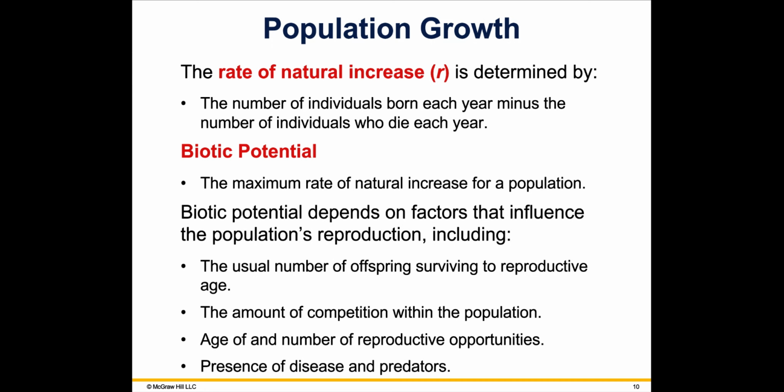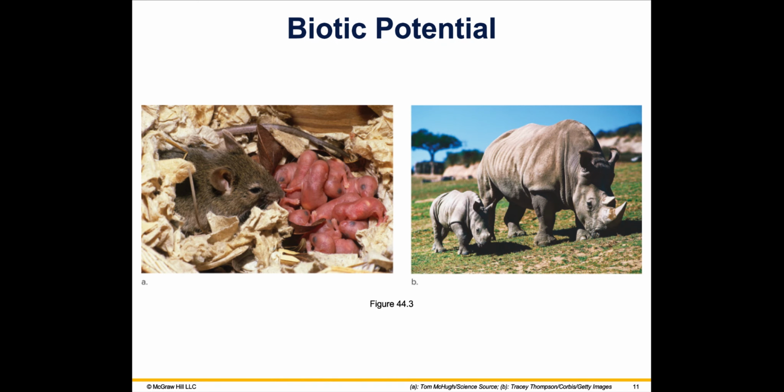And then, of course, we have disease and predators, which will influence the number of individuals that would die each year. Disease and predation would then impact rate of increase because I'd be subtracting more from the individuals that are born each year. So then we can start to categorize our living things, plants, animals, protists, bacteria, all of them into two categories.